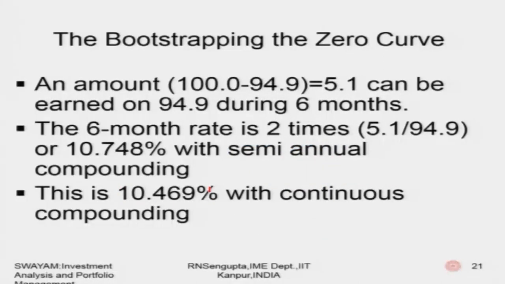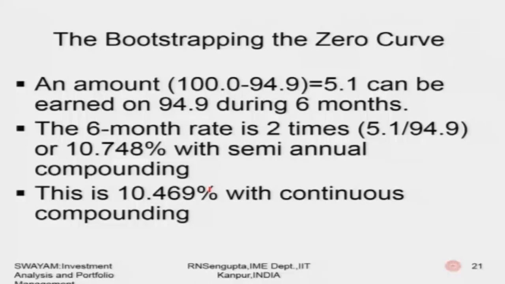Now, come to the calculation for the second level, which was the bond which paid after 6 months. So, the person bought it at 94.9, and the face value is 100. So, I got 5.1 out of an investment of 94.9, and it could be negative also, so do not worry about that. In many cases, the prices really fall.